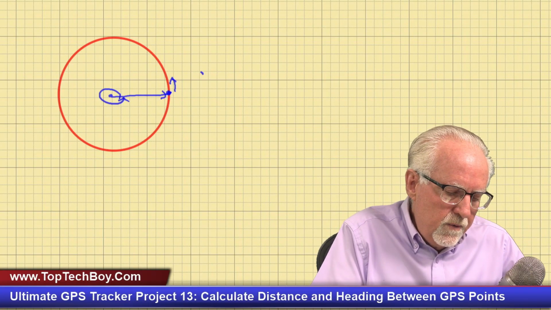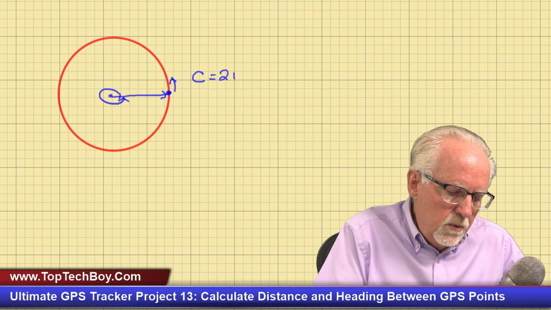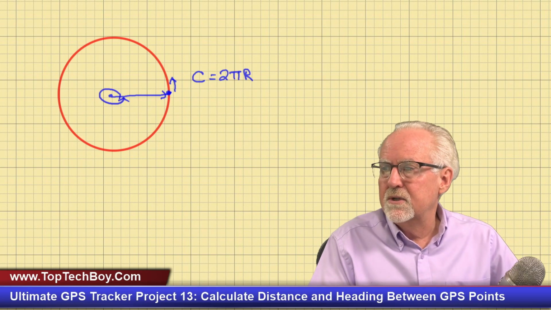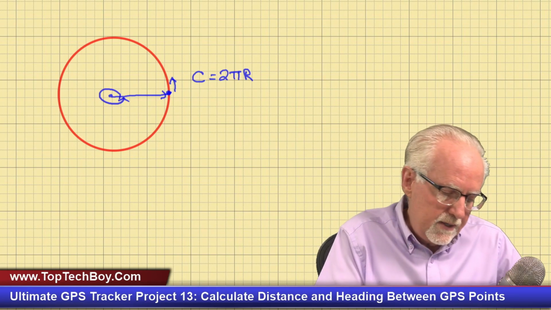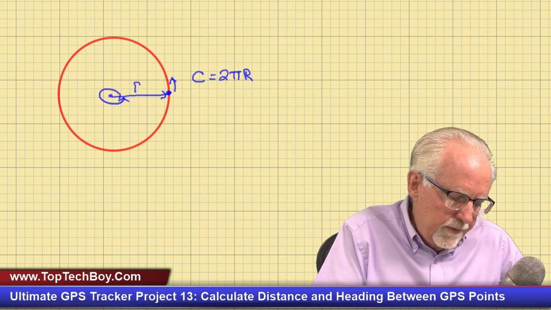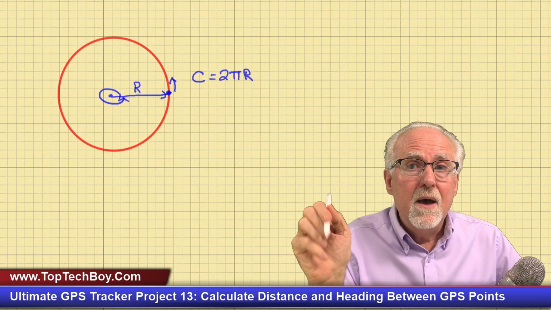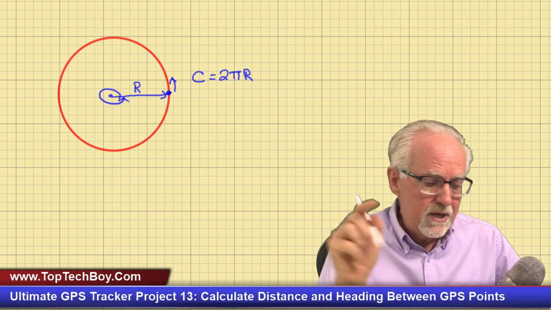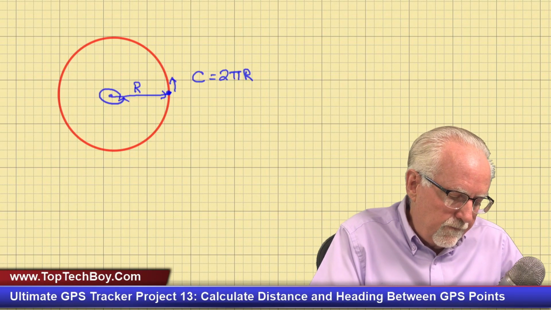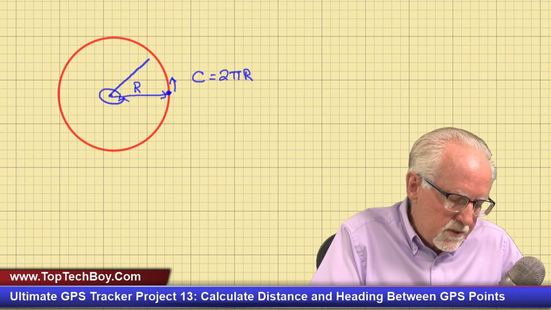Well, we know that the circumference is equal to 2 pi times the radius. The circumference is 2 pi times the radius. And so we'll label this radius. So that is all well and good. But what you really want to see is you can do this for different amounts, okay?